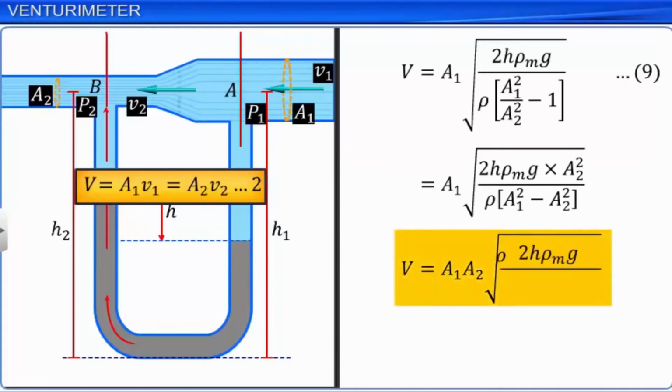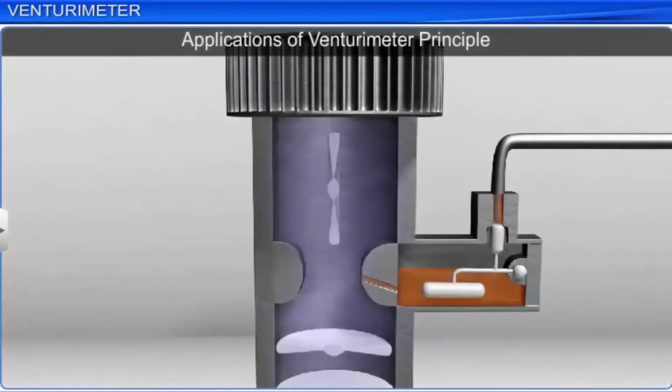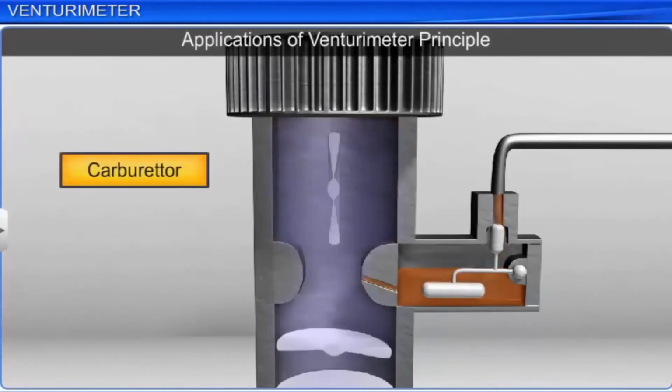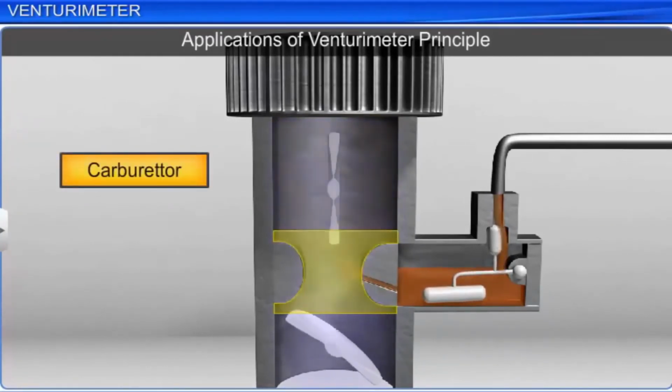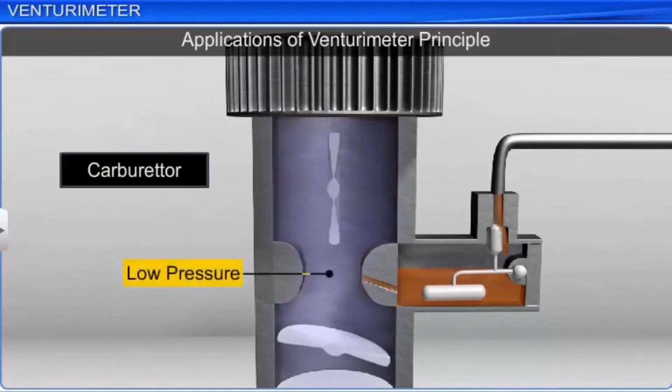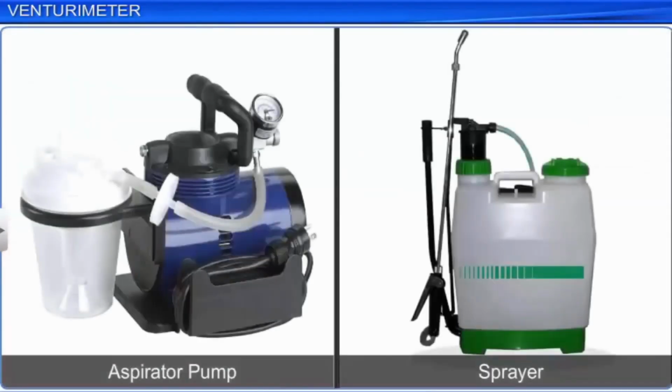The principle behind the Venturi meter finds many applications. The carburetor of an automobile has a Venturi channel or nozzle through which air flows at high speed so that the pressure is lowered. The petrol is sucked up into the chamber to provide the correct mixture of air to fuel, which is required for combustion. Other devices that work on this principle are aspirator pumps and sprayers used to spray insecticides.